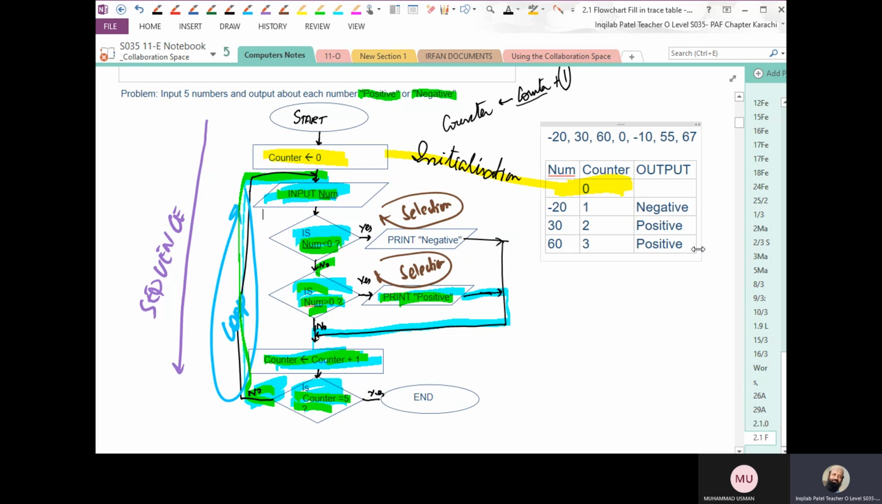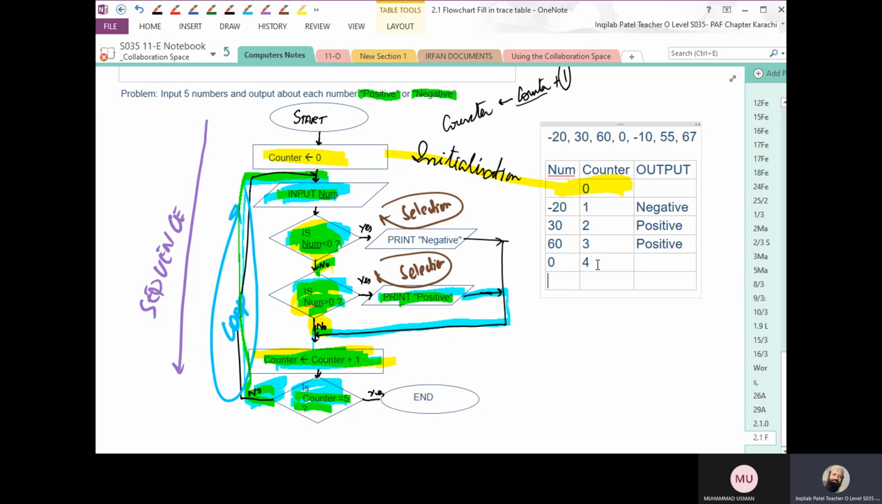So we will input the next number, that is 0. Now it says is number lesser than 0? No. Is number greater than 0? No. And it says counter equals counter plus 1. It has not given any output. Is it clear, Usman? Yes, sir. We will not give any output if the number is 0. This was your question.